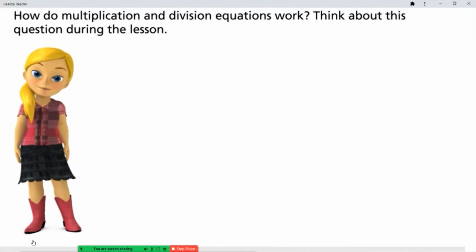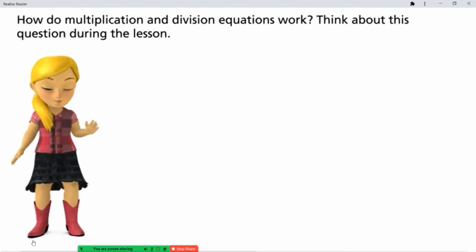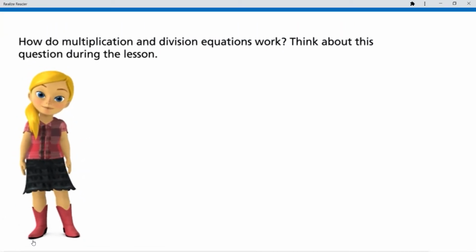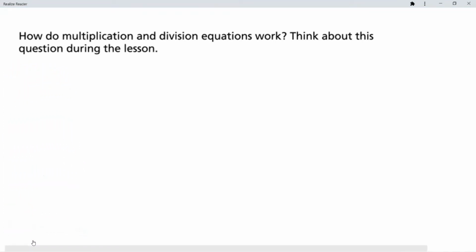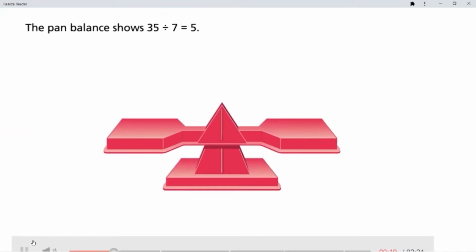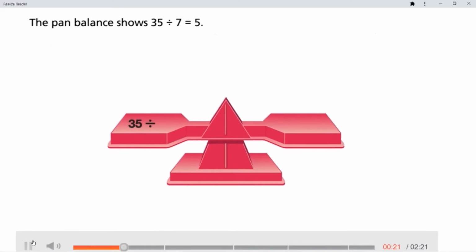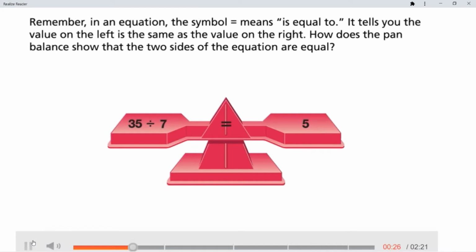How do multiplication and division equations work? Think about this question during the lesson. The pan balance shows 35 divided by 7 equals 5. Remember, in an equation, the symbol equals means is equal to. It tells you the value on the left side is the same as the value on the right. How does the pan balance show that the two sides of the equation are equal?